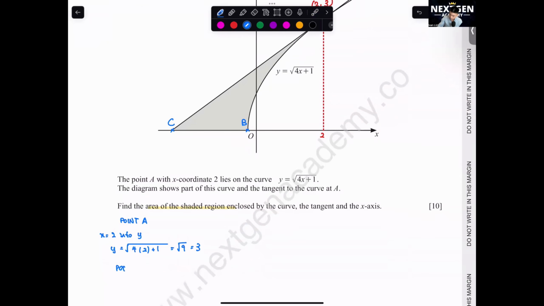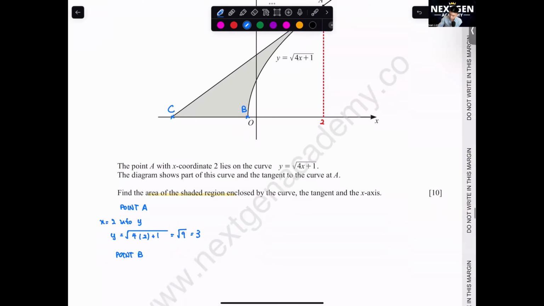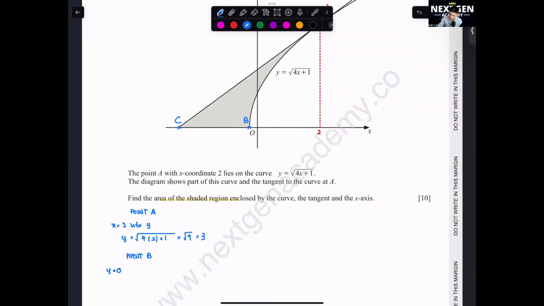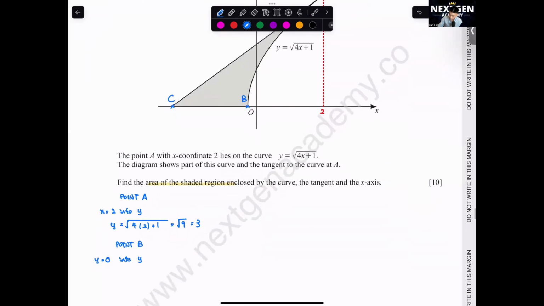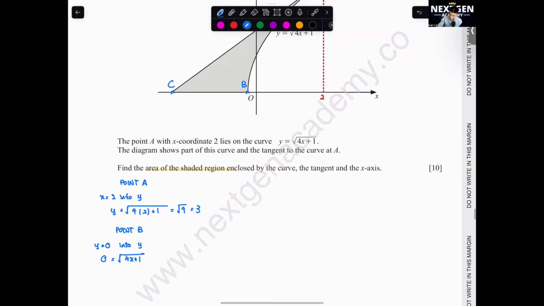Okay, point B. What is point B? We are going to substitute y equals 0 into the y equation. So 0 equals square root of 4x plus 1. This one will be 0 equals 4x plus 1. x is negative 1 over 4, or negative 0.25. So this will be negative 1 over 4, 0.